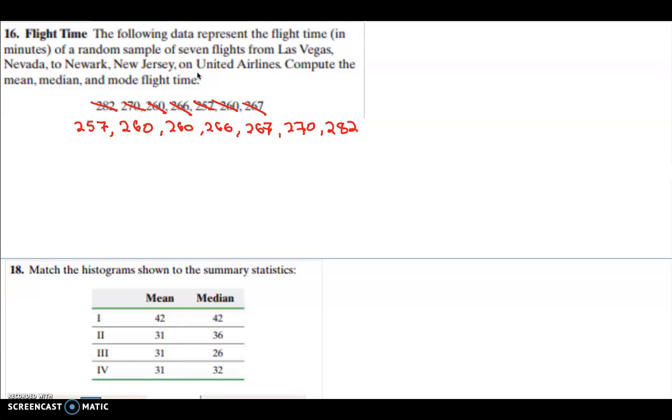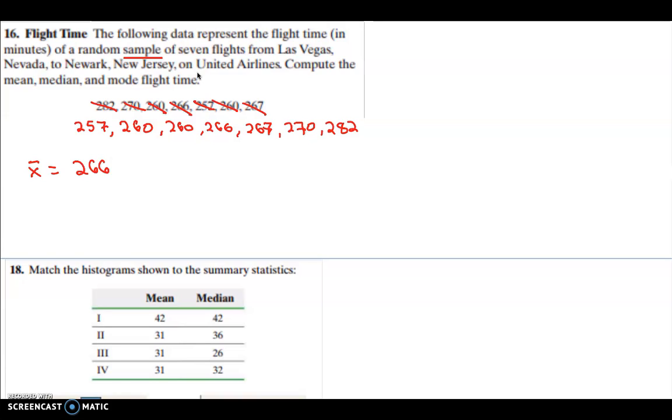So there are 7 flights. What I'm going to do is add them all up. So I would add 257 plus 260 plus 260 plus 266 on up, and then I would divide that by 7. This is a sample, so it's going to be x bar equals, and when I add all of those up and divide by 7, I get 266 as my sample mean.